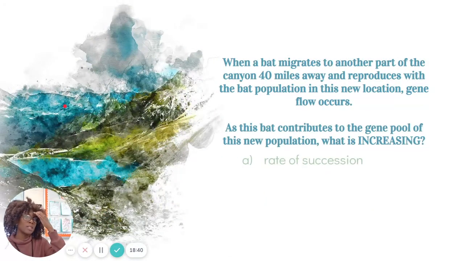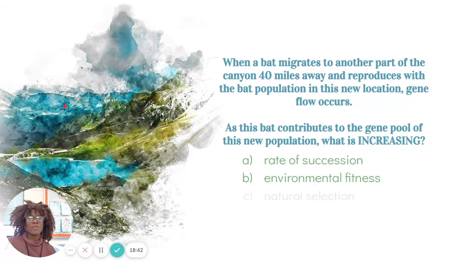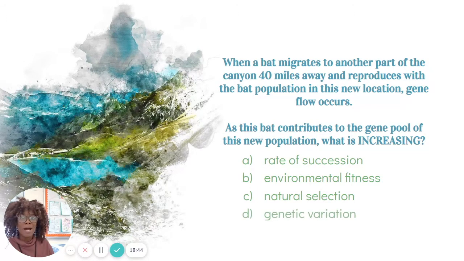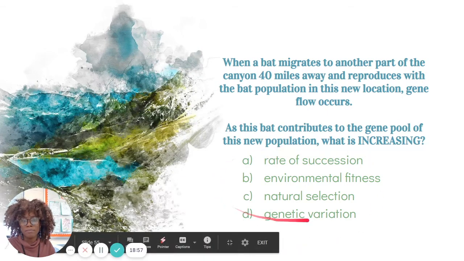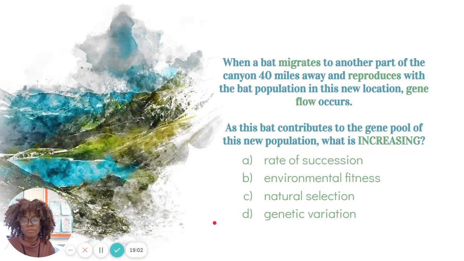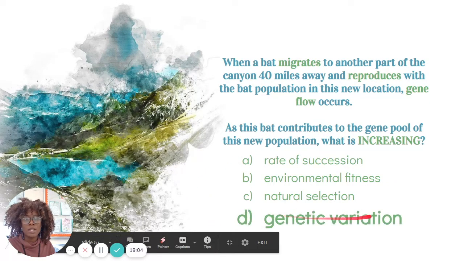Okay. I think this is the last problem right here. So when a bat migrates to another part of the canyon 40 miles away and reproduces with that bat population in the new location, gene flow occurs. As this bat contributes to the gene pool of this new population, which of these is increasing? Genetic variation is increasing.